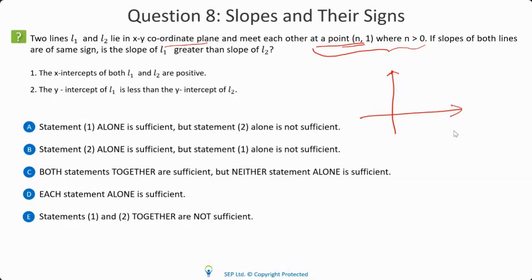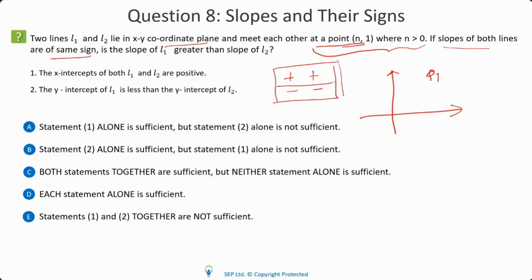So I don't know how the line needs to be drawn first of all, but till here I know they have to meet somewhere in the first quadrant, which is Q1. Okay, good. Now, if the slopes of both the lines are the same sign, what does that mean? It means the slopes are either both positive or both negative. And I'm going to talk about it, so don't worry about it, okay?